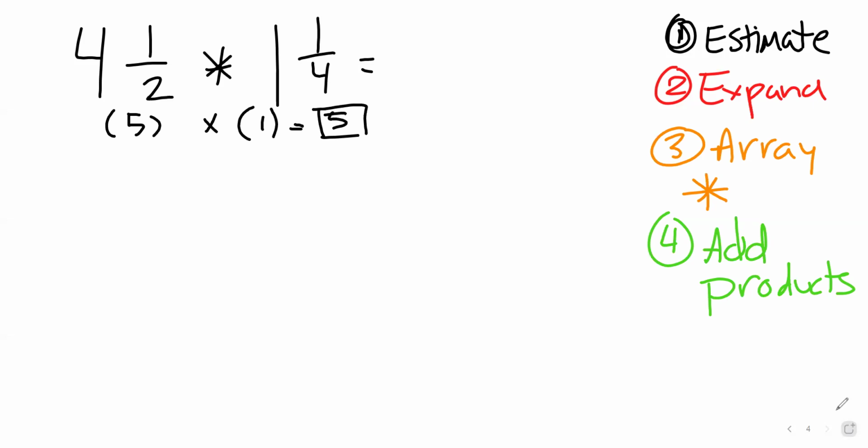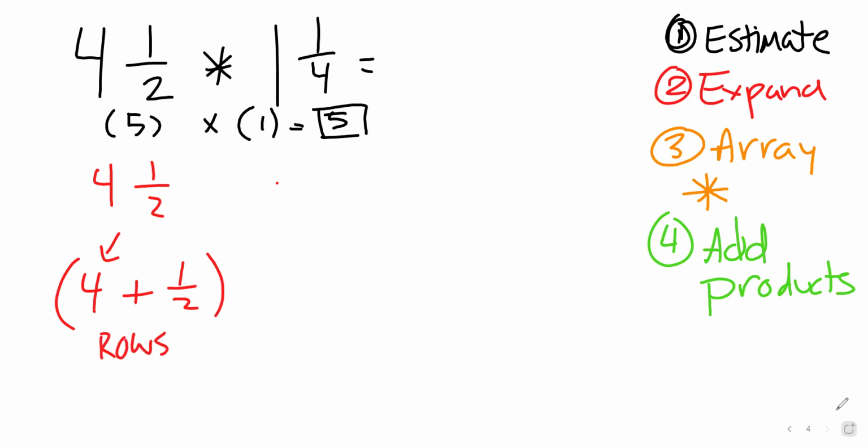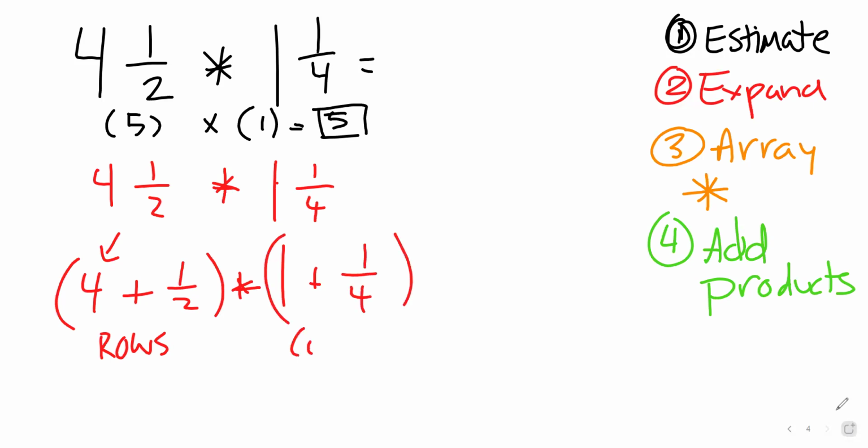So now we're going to expand. I have 4 1/2 that I'm going to expand into 4 wholes plus 1/2. And I'm going to call these my rows. And we are multiplying this by 1 1/4, which expands to 1 plus 1/4, right? And these will be my columns. So again, I hope you can see where I'm expanding this out, right? The 4 plus 1/2, the 1 plus 1/4.